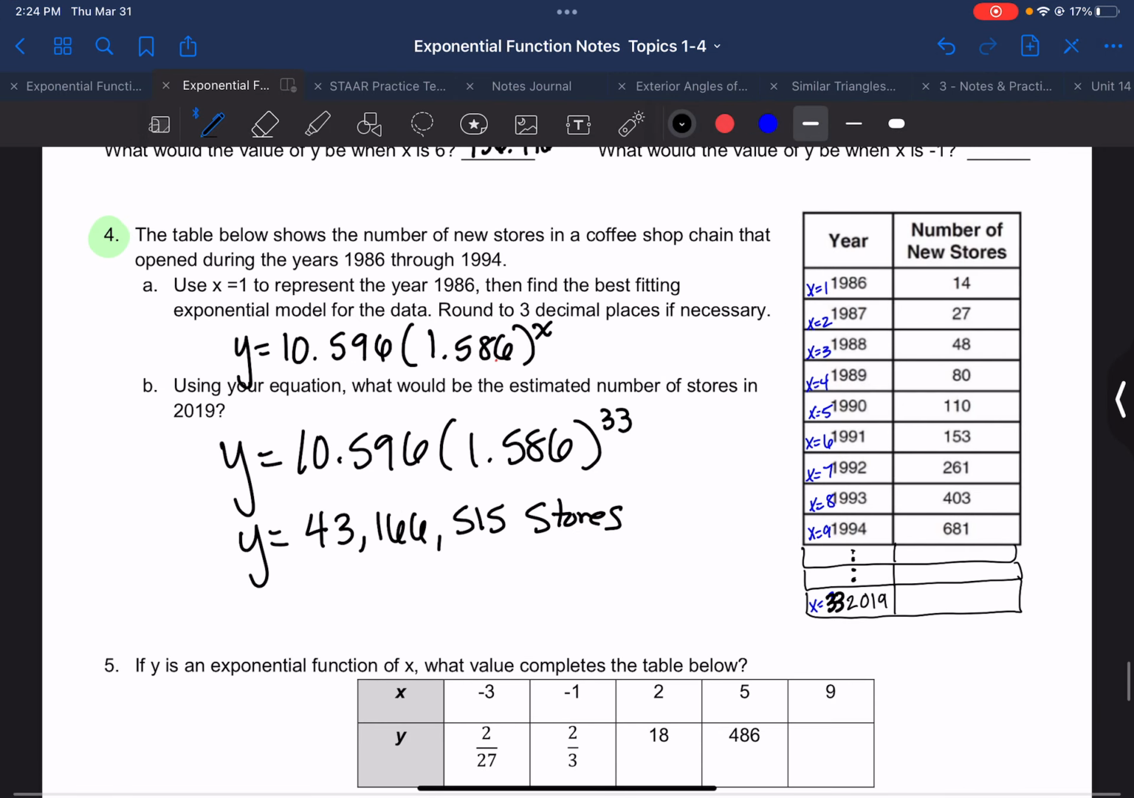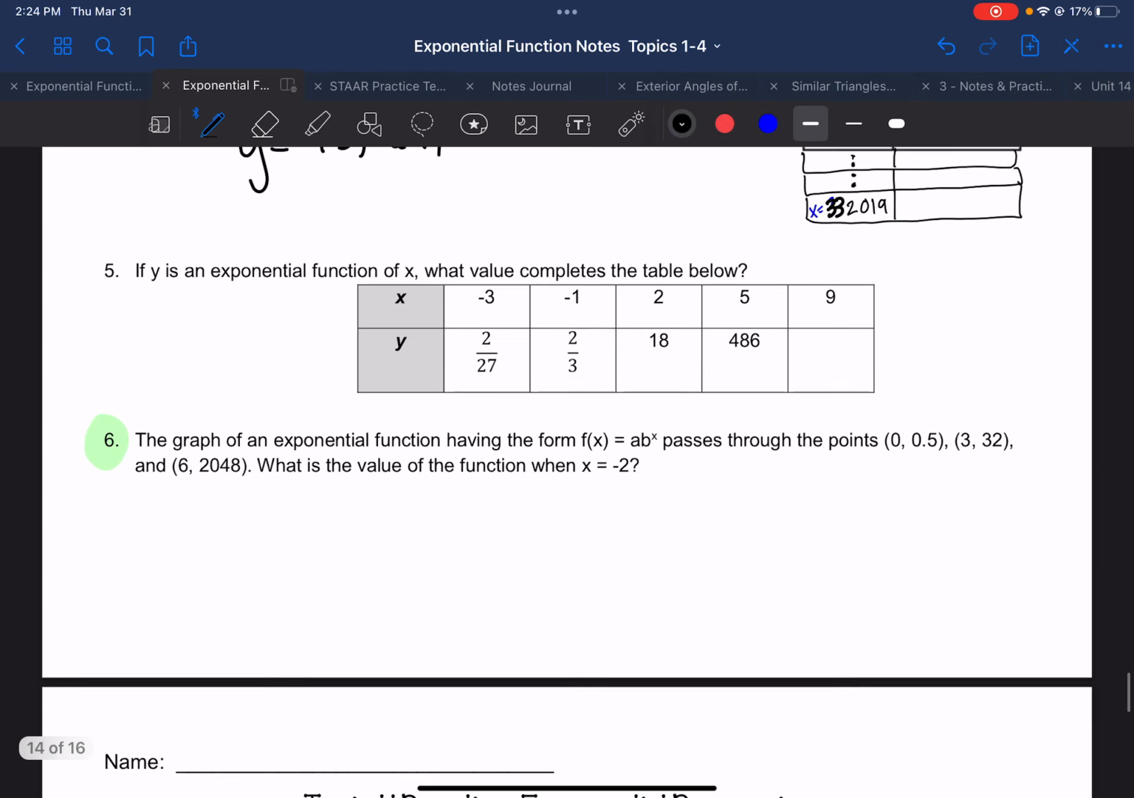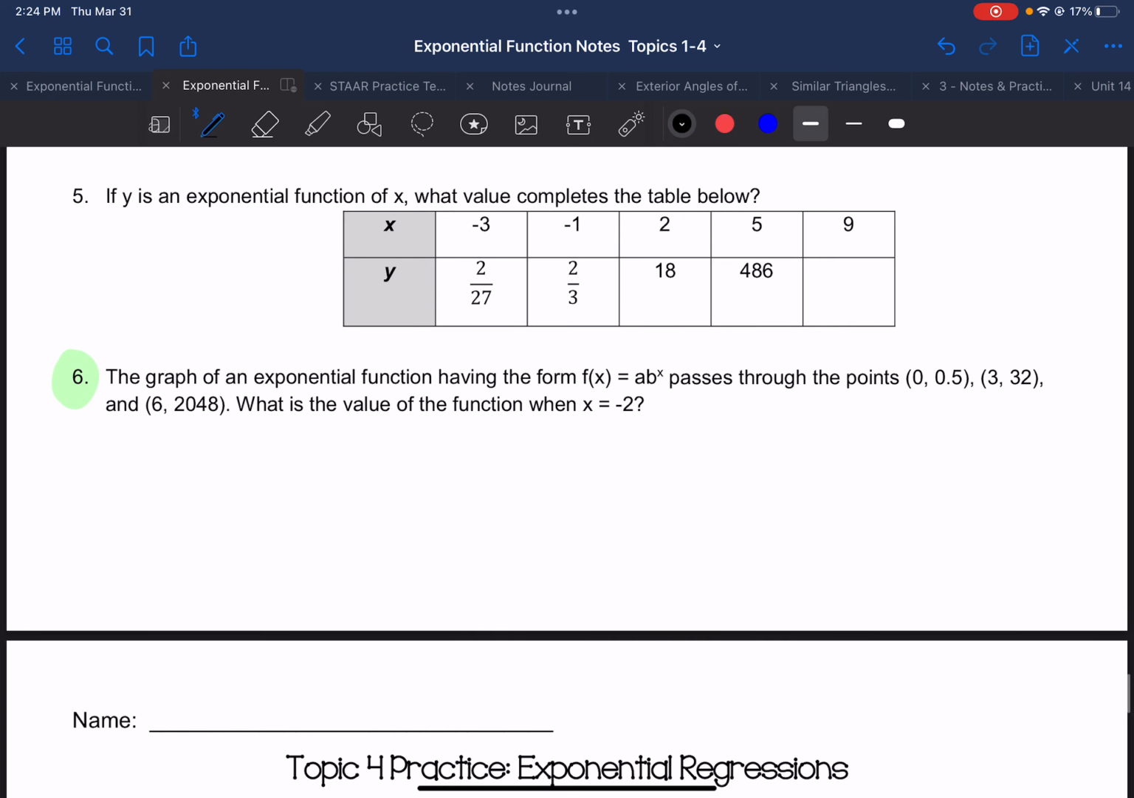One more, and then you guys will see the video end. Number 6, the graph of the exponential function passes through these points. This point, and that point. What is the value when x is equal to -2?